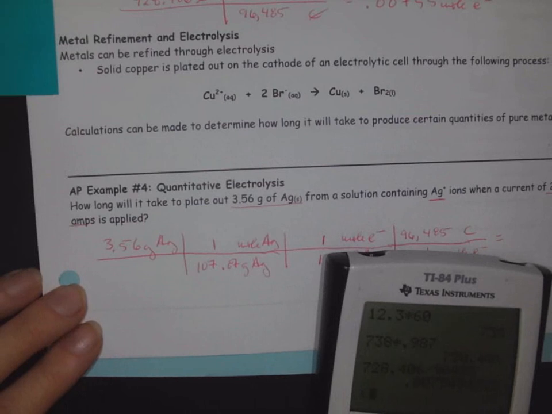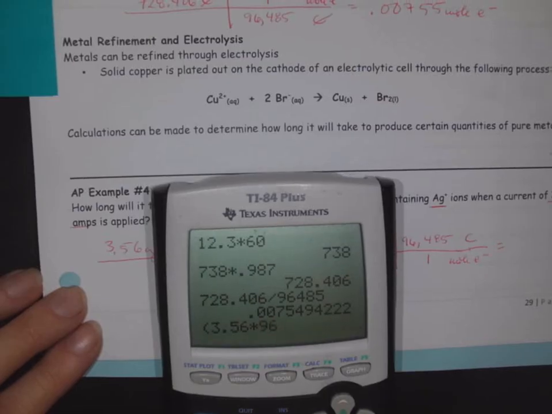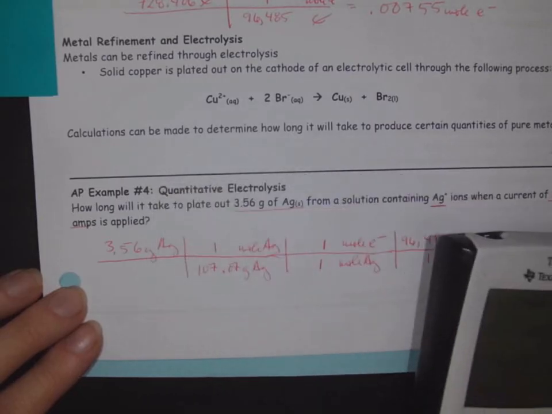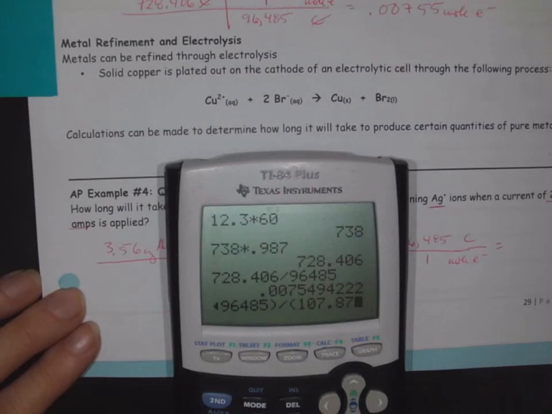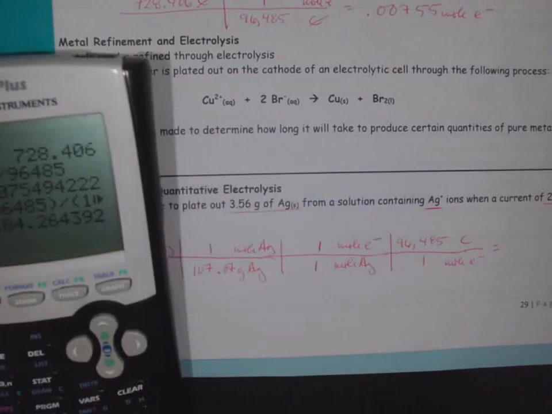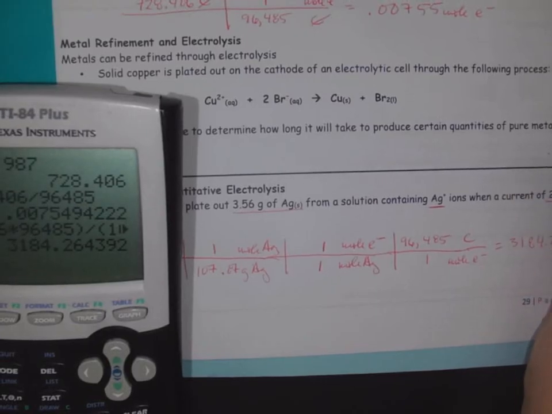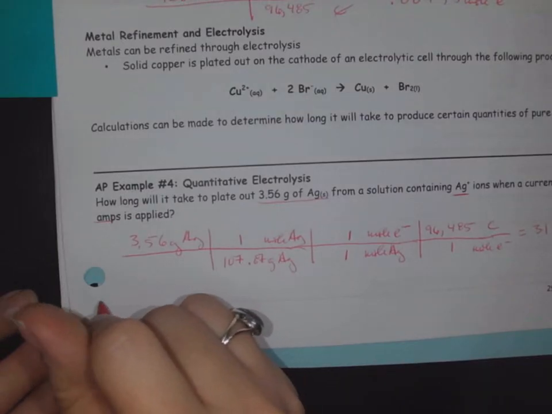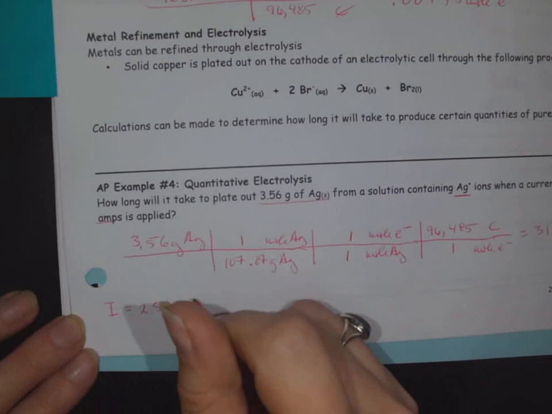So if I take 3.56 and I times that by Faraday's constant, and I divide that by the molar mass of silver, this is my charge. So I have 3,184.26, etc. coulombs of charge. That's like my Q value. I also know that my amps are 2.5 amps.